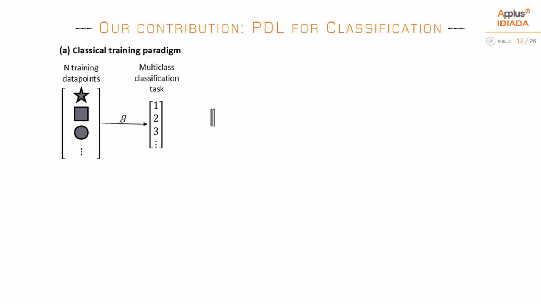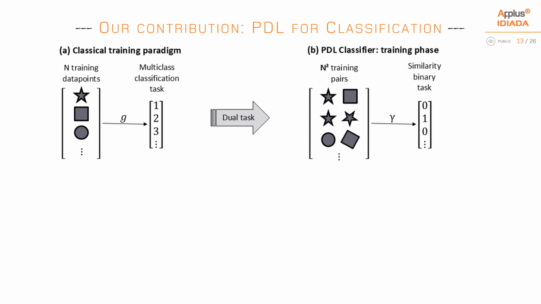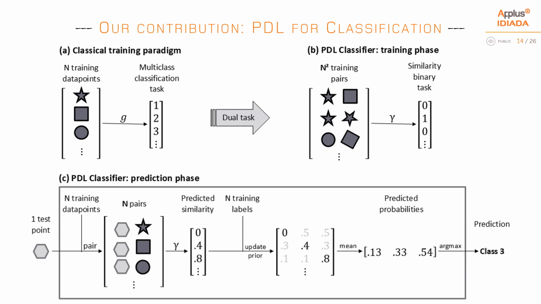We can turn the previous example into a 3-class classification problem. To use the PDL classifier, we pair the training points and label them as either similar, 1, or different, 0. While G was solving a multi-class classification problem, gamma handles this as a binary task. To predict the class of a test point, we pair it with each training point and predict the similarity. The predicted probability is assigned to the class of the training point, and we update the remaining probabilities by adjusting the prior. Finally, by averaging over all rows, we obtain a single probability for each class. In this case, the test point is most likely to belong to Class 3.